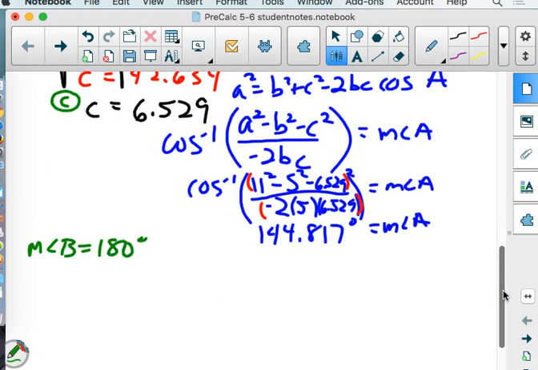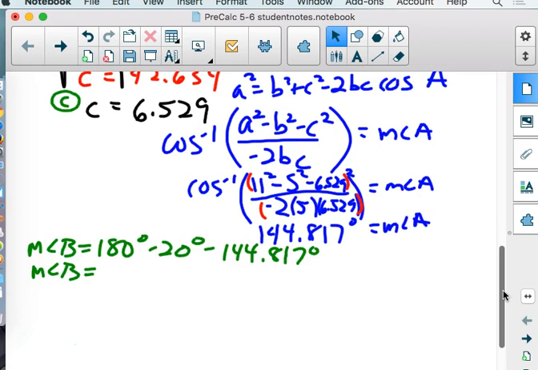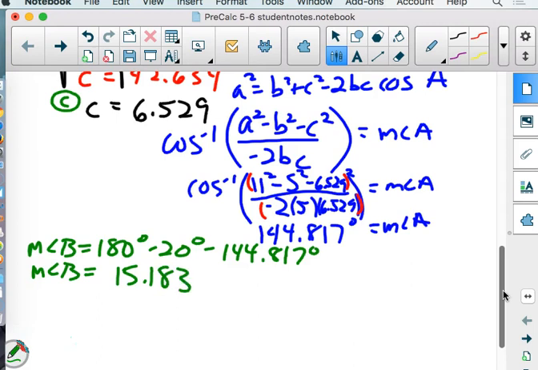So 180 degrees minus the 20 that they gave us minus the 144.817 that we just found. What we're going to use from our calculator so that we don't have it around here. So 180 minus 20 is 160, minus the answer we just got: 15.183 degrees. There it is.